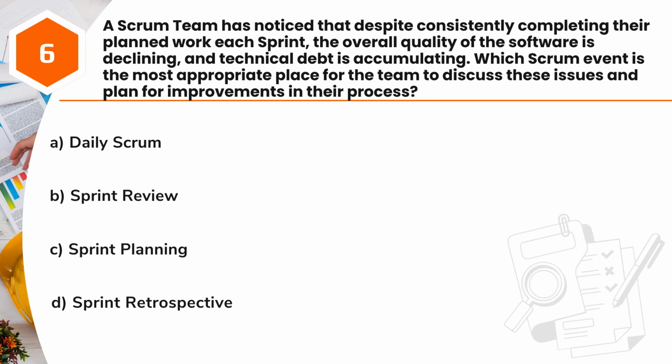Question 6. A Scrum team has noticed that despite consistently completing their planned work each sprint, the overall quality of the software is declining and technical debt is accumulating. Which Scrum event is the most appropriate place for the team to discuss these issues and plan for improvements in their process? A. Daily Scrum. B. Sprint review. C. Sprint planning. D. Sprint retrospective.